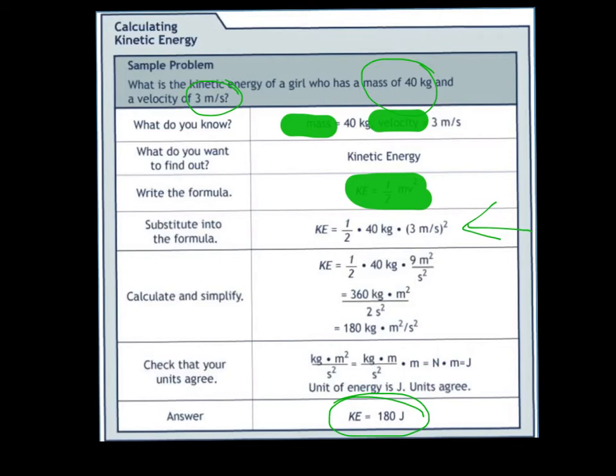What do you think would happen if we were to double the mass of the girl? And now let's make her a woman, and now she's 80 kilograms. What would happen to this kinetic energy? If we double it, now we have to put in 80 kilograms instead of 40, and then our calculations are going to come out to be twice that of what we originally had.